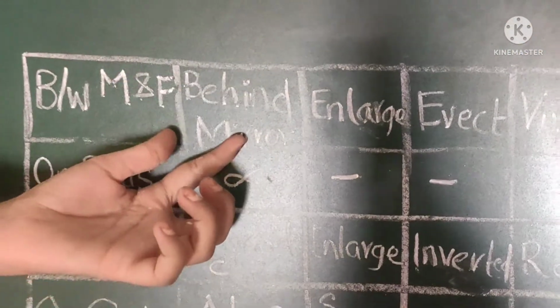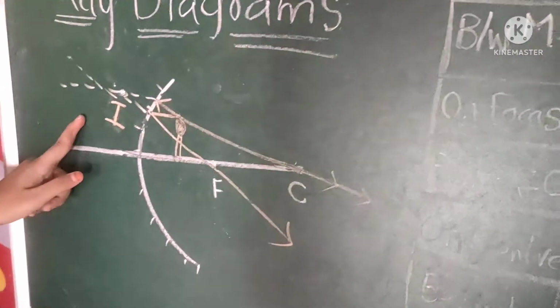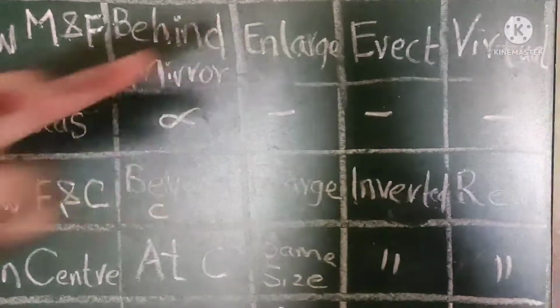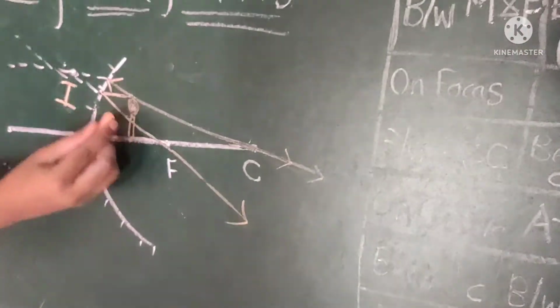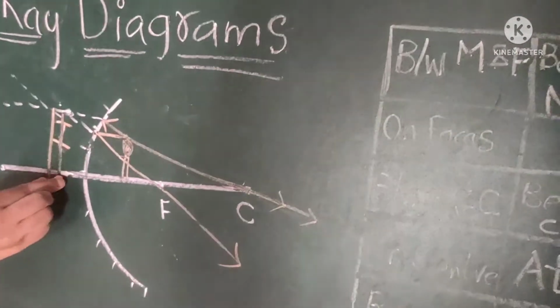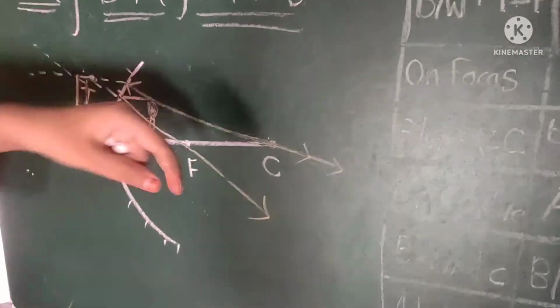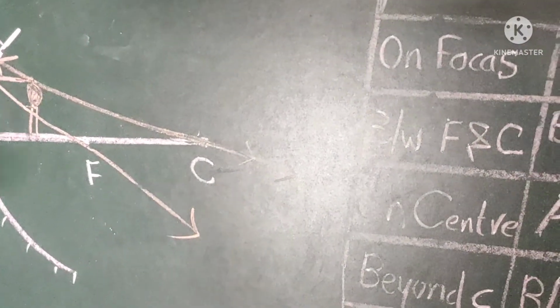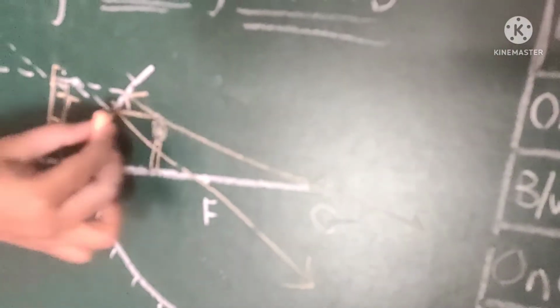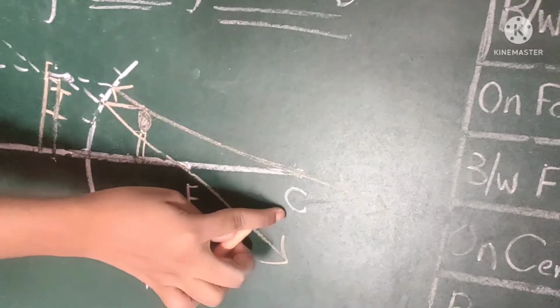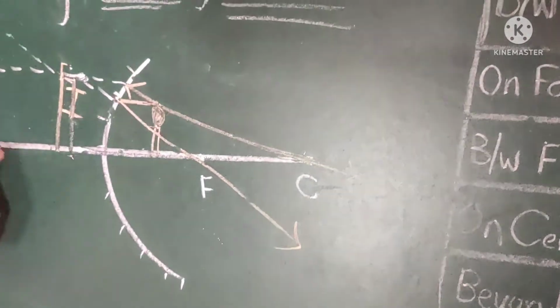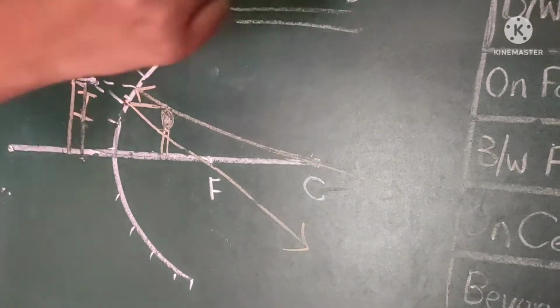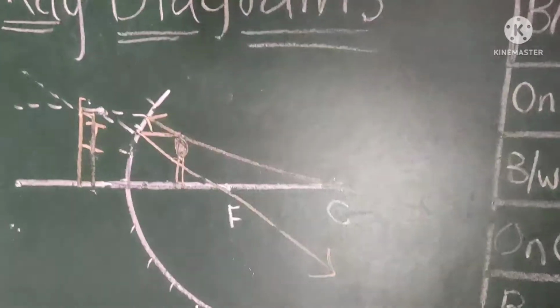Between mirror and focus, behind the mirror. As you can see, the image is formed behind. Now here enlarged. Here object was small, image is enlarged. Now next one, it is erect. No difference, it's erect. Then virtual image. As I told, it's virtual image. If the image would form here, then we could call it as real, but it is formed behind the mirror, so we call it as virtual image.